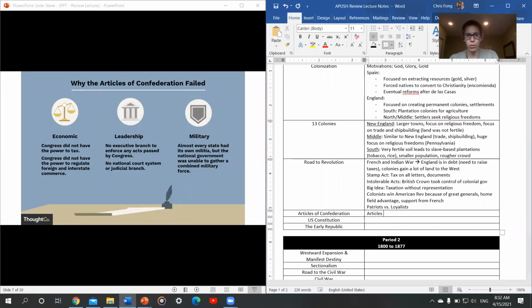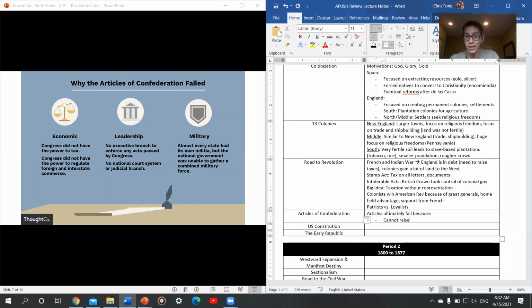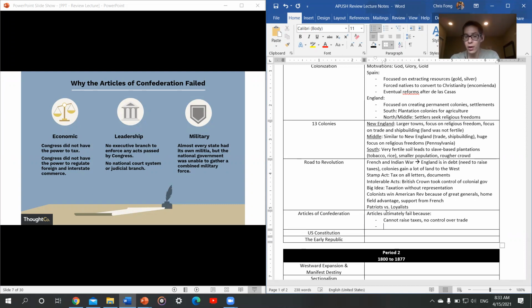So we'll say that the Articles ultimately fail because they cannot raise taxes. There's no control over trade. And then also there's an incredibly weak federal government or weak executive branch, like a president. Which basically means that they cannot create an army and they cannot enforce the laws that they have.